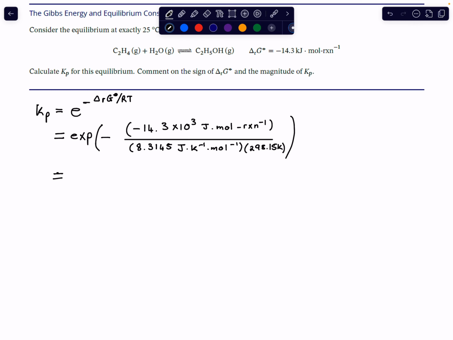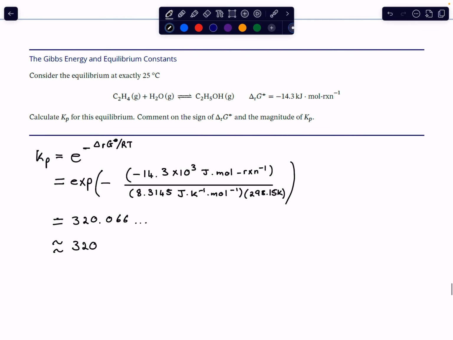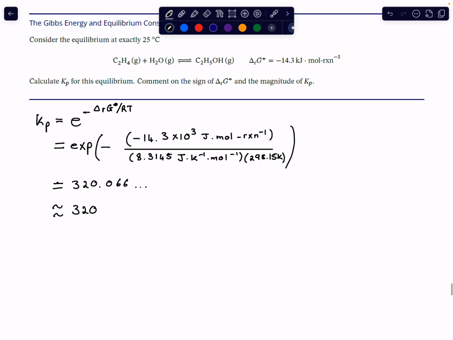All right, and the value that I get here is 320.066, etc. And then further than that, if you round this, you get 320. Three significant figures, since 14.3 has three significant figures. That's what we get. So now let's comment on the sign and the magnitude.